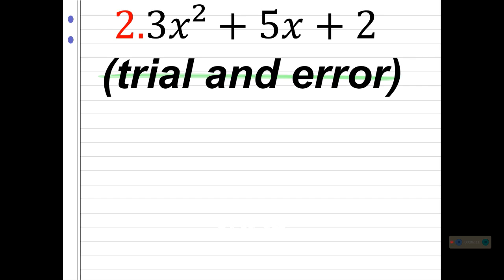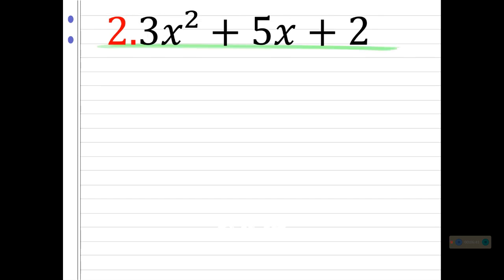This time, we are going to use the trial and error method. How are we going to use it? Okay, so as they say, try and try until you succeed. So we have here the given 3x squared plus 5x plus 2.